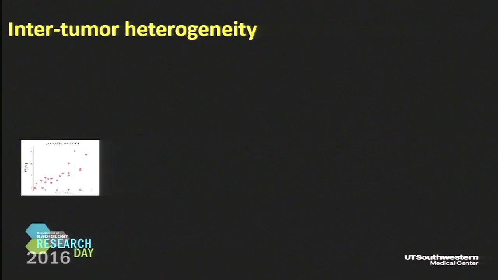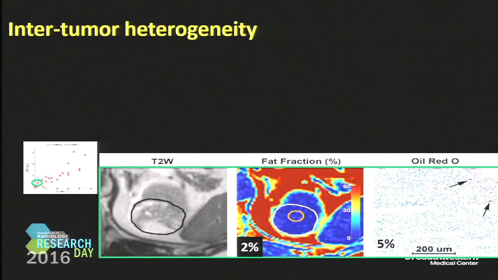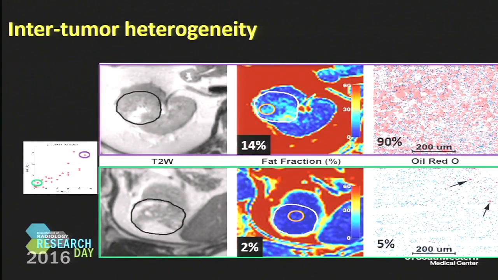Here, in this tumor with a lower fat fraction, the orange circle indicates the target ROI with a fat fraction of 2%, and the Oil Red O stained about 5% of the tumor cells. In another tumor, the fat fraction was high, about 14% in the orange ROI, and Oil Red O stained about 90% of the tumor cells. So this is the intratumoral heterogeneity.